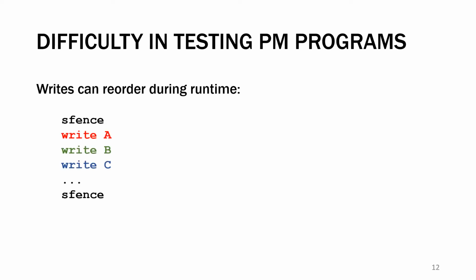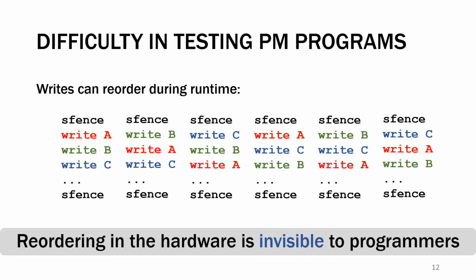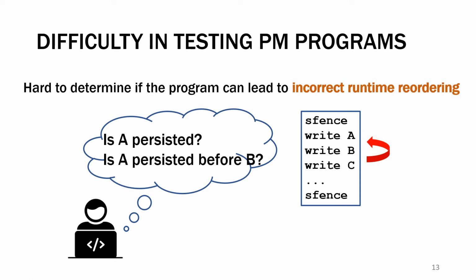Now that we have seen that it is hard to implement a crash consistent program, testing is also not easy. The writes can reorder during runtime. For example, given a simple trace of writes A, B, and C, there could be many reorderings. And the reordering is happening in the hardware, which is invisible to the programmers. Therefore, it is hard to determine whether the program can lead to an incorrect runtime reordering. So it would be good if there's a tool that can help programmers assert on the ordering and persistence, such as if A has been persisted or if A has been persisted before B.